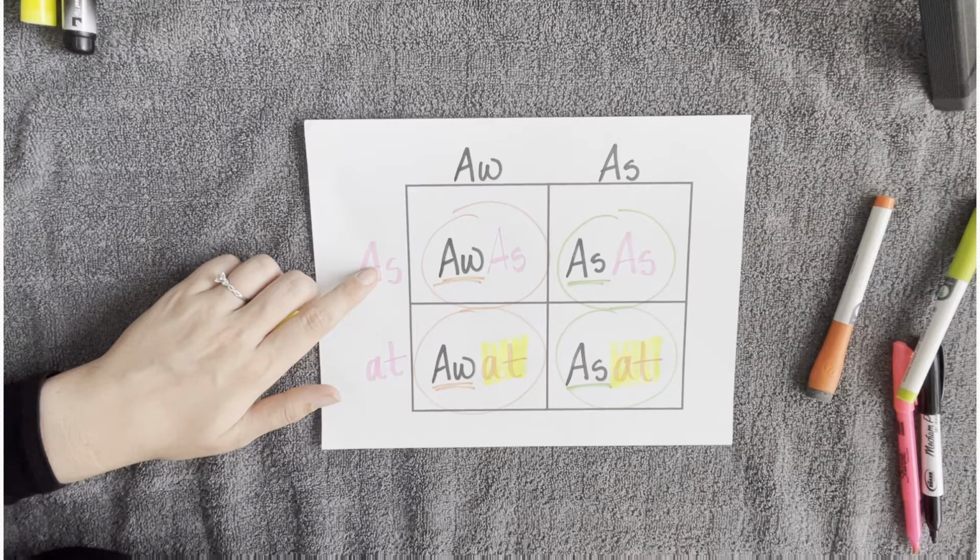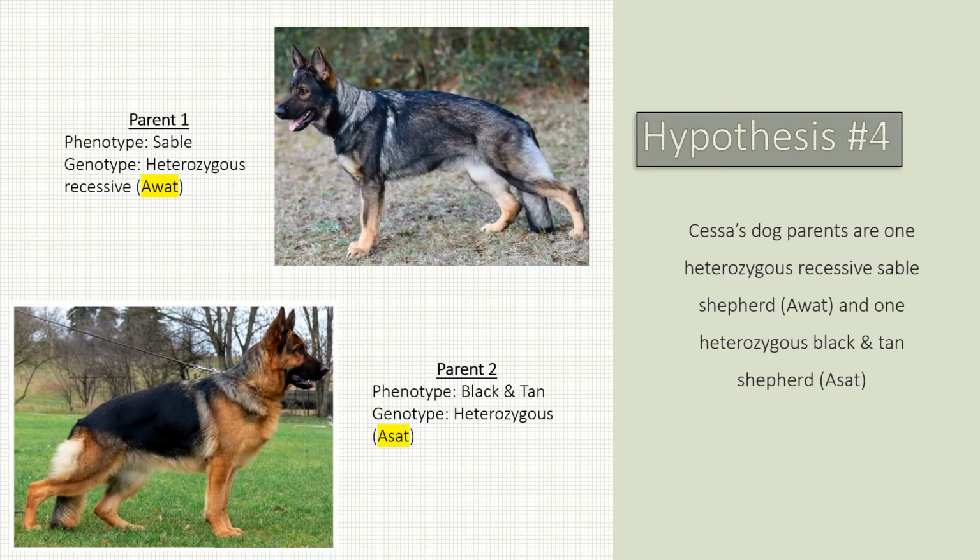Okay? Here we are ending with half of our offspring being sable and half of our offspring being black and tan. We know for sure that we are getting closer because we are ending with some recessive alleles, but we know that we are not quite there yet. Okay, so what are we going to do in science when we're not quite there yet? We're going to reevaluate our hypothesis. We're going to edit it a little bit and we're going to work through.